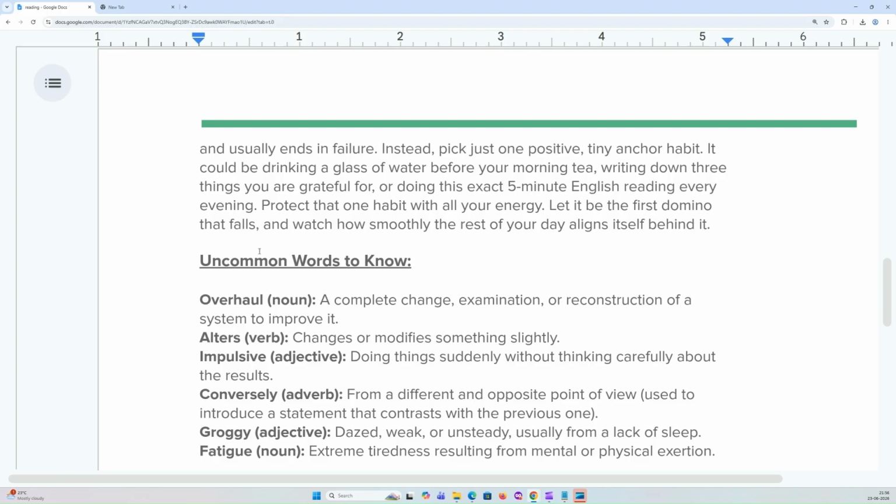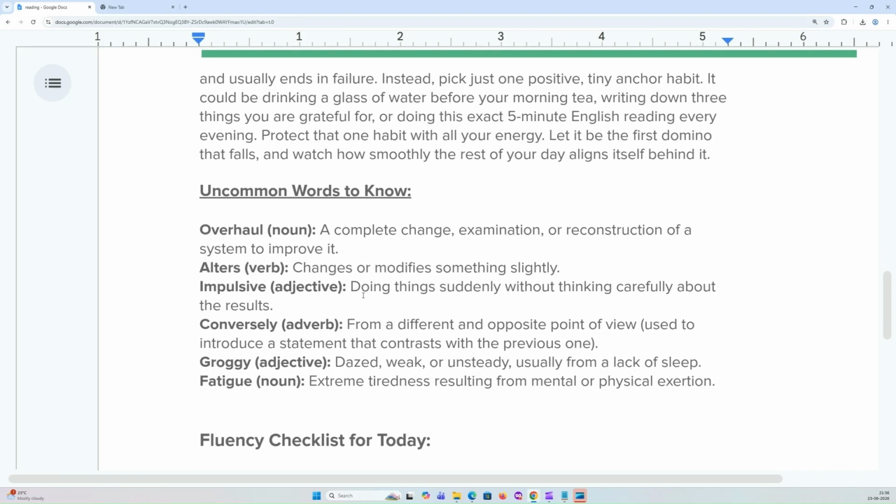So there were a few words. They are complicated and not easy to understand. First one is overall, that is a noun, a complete change, examination, or reconstruction of a system to improve it. Or you can say in a whole, like summing up into a whole.